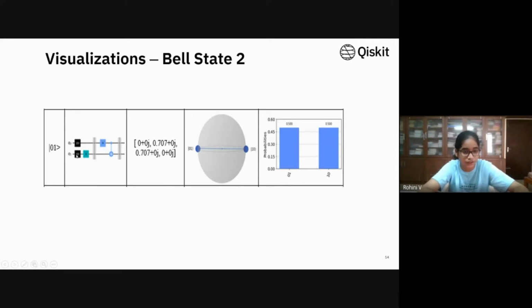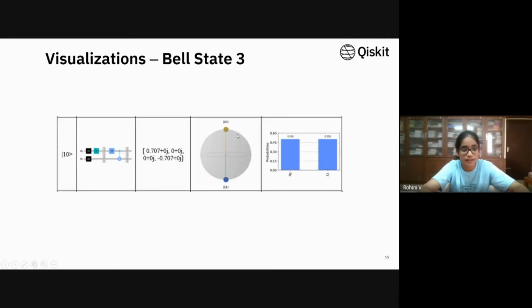Here for the Q1 also we are giving a 0 state, and we are leaving it as such because the input for Q0 is 0, and for Q1 it's going to be X and then H, and then if we create a bell state, a swap gate, and then we get bell state 2.